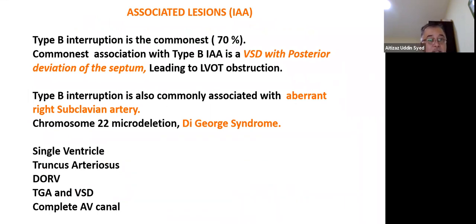Type B is most common, as I said, and the most common association with type B is a posterior deviation of the septum, which leads to left ventricular outflow tract obstruction to certain degrees. Mostly it is not extreme, but there is some deviation. It's also associated with an aberrant right subclavian artery. And remember, these can be conotruncal anomalies, so they are associated with 22q11 microdeletion, DiGeorge syndrome. But an interrupted arch can be associated with a single ventricle, with a truncus, with TGAs, complete AV canal; they're all known associations. But the commonest association is VSD with posterior deviation in the type B interruption.